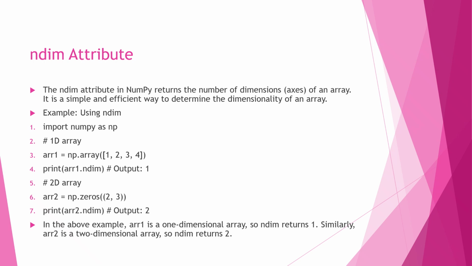The next attribute is the ndim attribute. This attribute returns the number of dimensions of an array. This is more efficient to determine the dimensionality of an array. We can access this using the array variable, dot operator, and then specifying this attribute. So first we created array 1 with these 5 numbers, this is a one-dimensional array, so the dimension is 1. Next we are creating a 2-dimensional array. The size of the array is 2 cross 3, so it contains 0 elements. All elements of this array would be 0, so the dimension is 2.